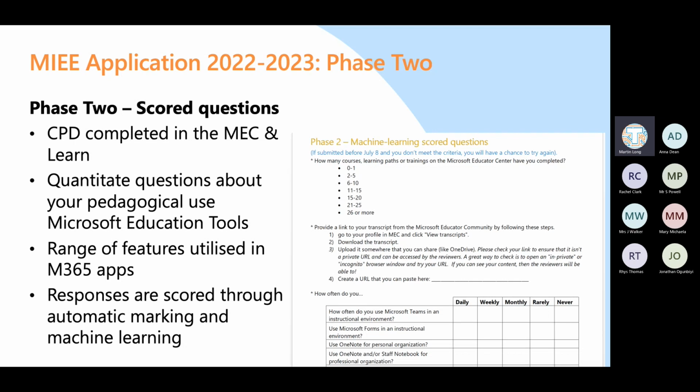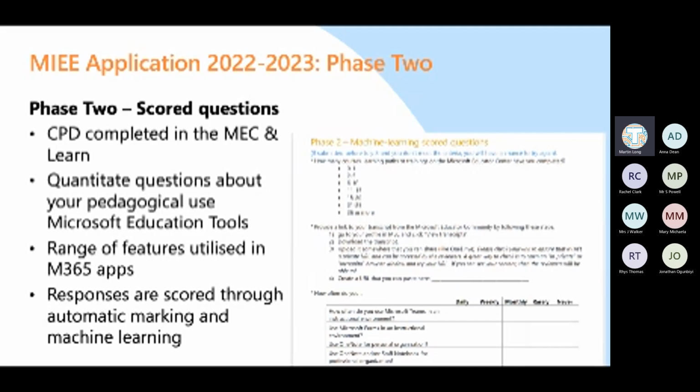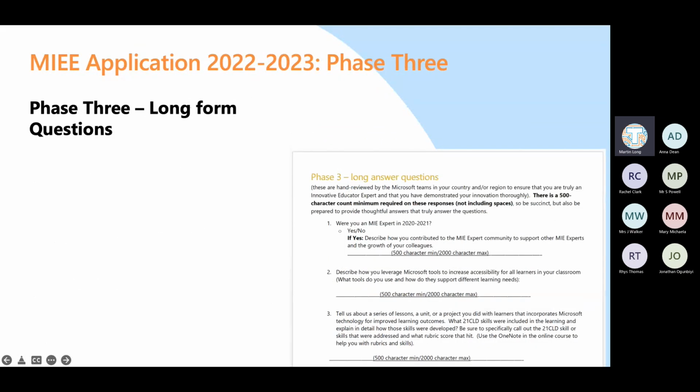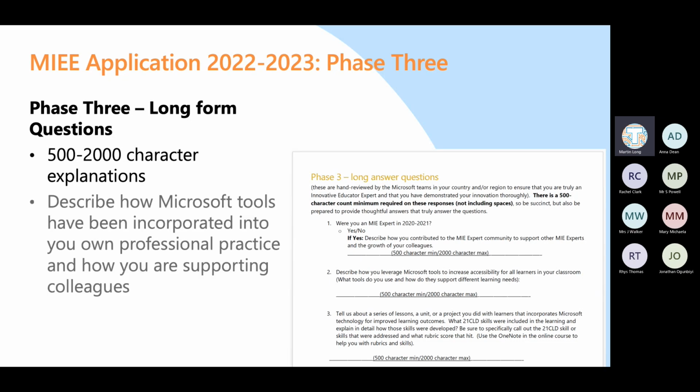The phase 3 section will be the section that Microsoft will be looking at individually, and you'll get a living human being that will look at these answers that you write in. They are very much long form questions, so they'll be between 500 and 2,000 character explanations. Sounds like a lot, but when you get to it and you've got something that you're really passionate about, or a couple of examples, you will have to be quite frugal with the words that you've got in there.